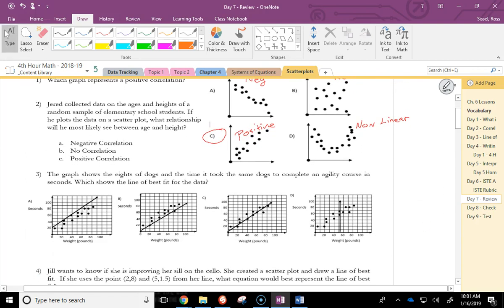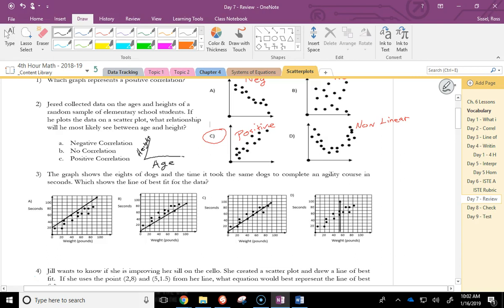Alright, on number 2 it says, Jared collected data on the ages and heights of a random sample of elementary students. If he plots the data on a scatter plot, what relationship will he most likely see between age and height? I would have quickly just drawn this and said, okay, ages and the height. And if I'm thinking of elementary, what do you think will happen? As I get older, what would happen to the height, Dusty?